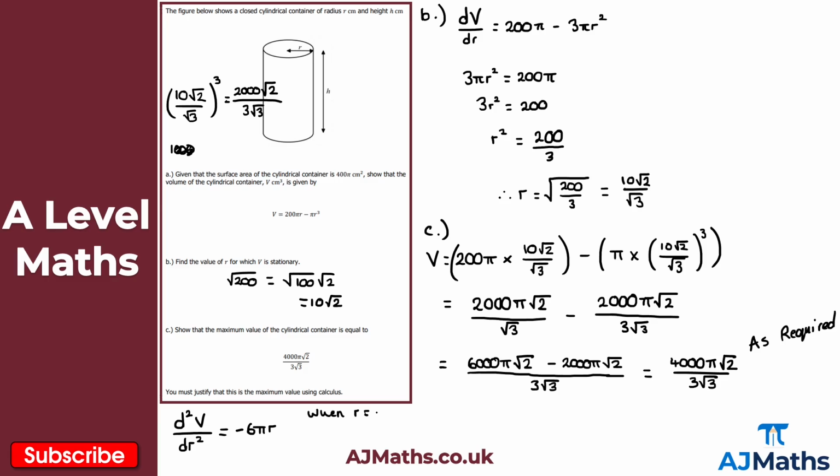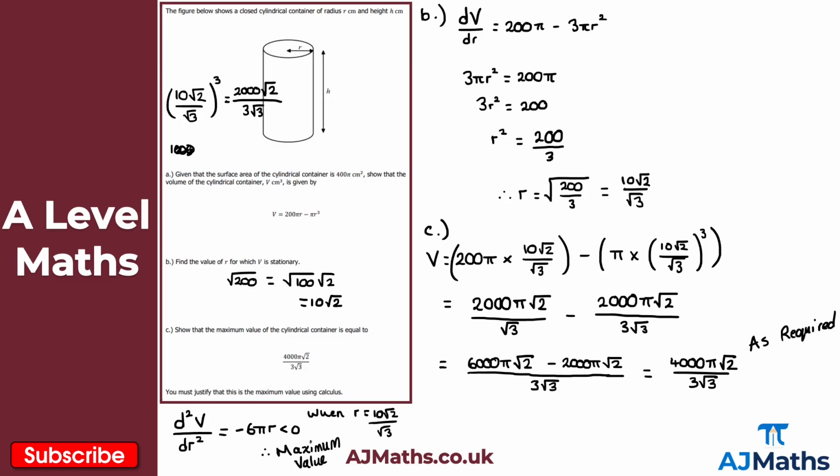So when r equals 10 root 2, let me just clear that out a minute, sorry. So 10 root 2 over root 3, this here will be less than 0. So this will be less than 0. So therefore, we're running out of room a little bit here. Like you can see, it's a bit of a squash at the bottom, but this will justify that we have the maximum value. So therefore, maximum value. And there we have it.